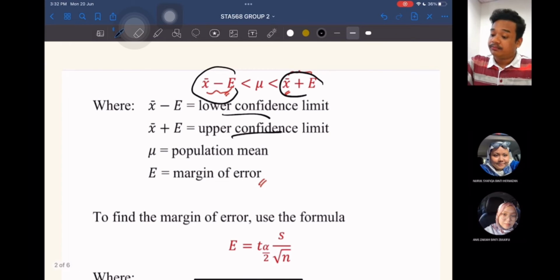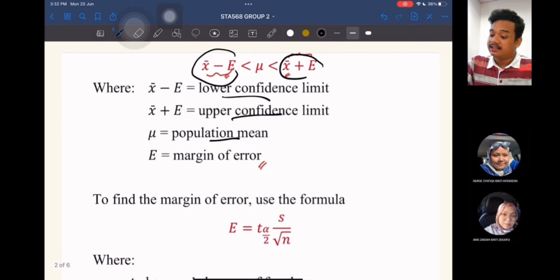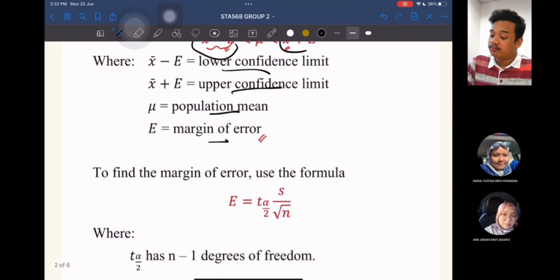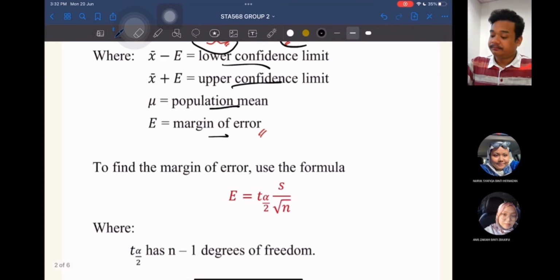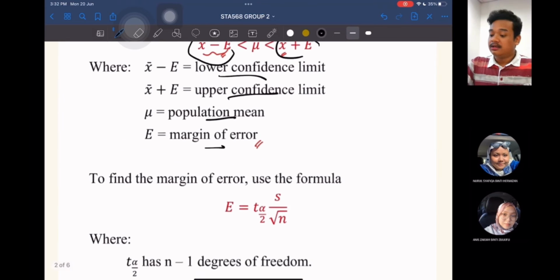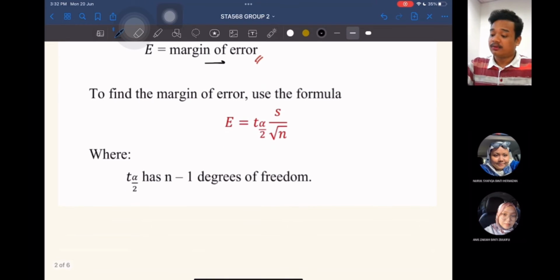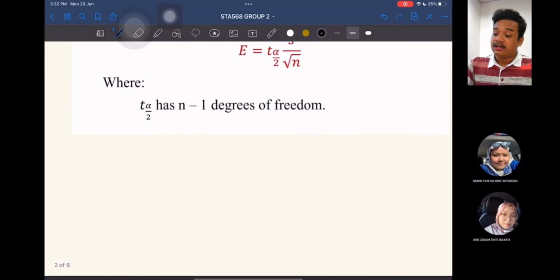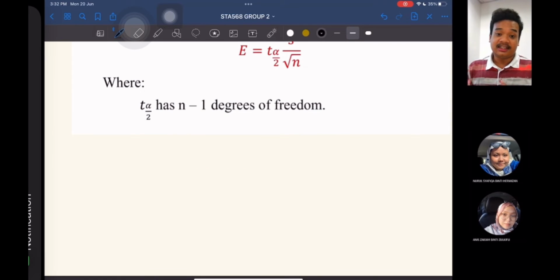So mu, of course, is the population mean, and E is the margin of error, where for the margin of error we use the formula: the critical value multiplied by the standard error, where the critical value must have degrees of freedom, which is n minus 1. I will be talking about why you have to put the degrees of freedom, because when the degrees of freedom increase, it will be close to a Z distribution.